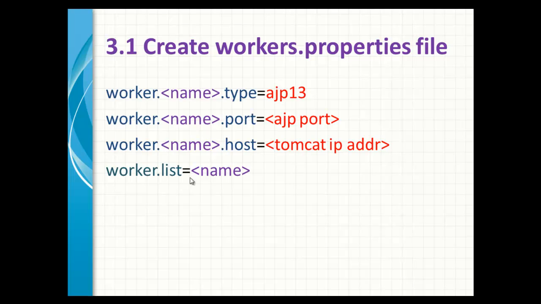Here in this file we need to specify in this format. Worker dot, one particular name, we can give any name, and the type is which type. We are using AJP13, which is a protocol name, so AJP13, and we need to mention the port and host. Host is where the departmental level Tomcat is running, specified by the IP address, and the port is not the HTTP port, here we need to use the AJP port. And the worker list is the list of workers we provided here, which we need to specify separated by commas.